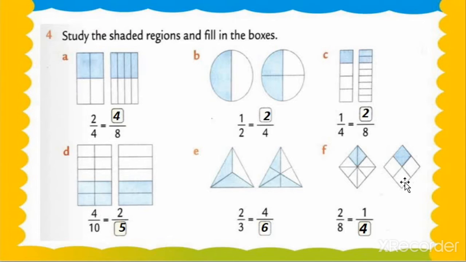And then after that the next figure: 1, 2, 3 and 4. There are 4 parts. That's why we are mentioning denominator 4. And 1 is shaded by blue color. So 1 upon 4. Understood, my dear students?